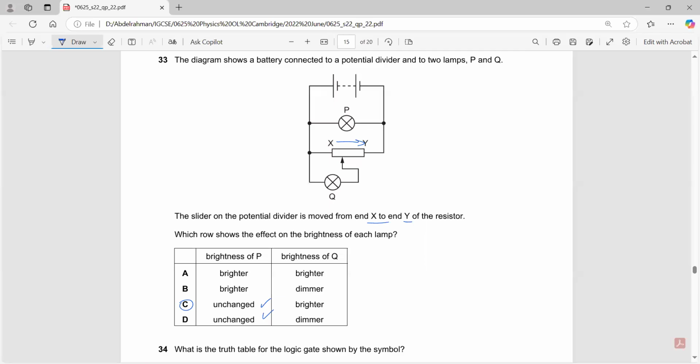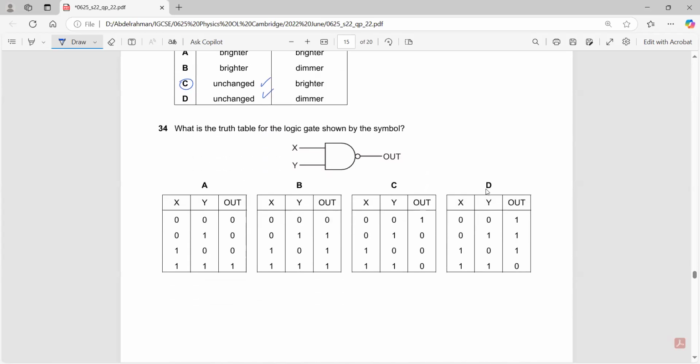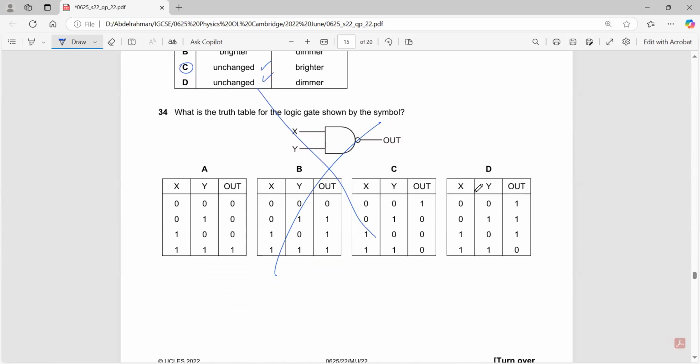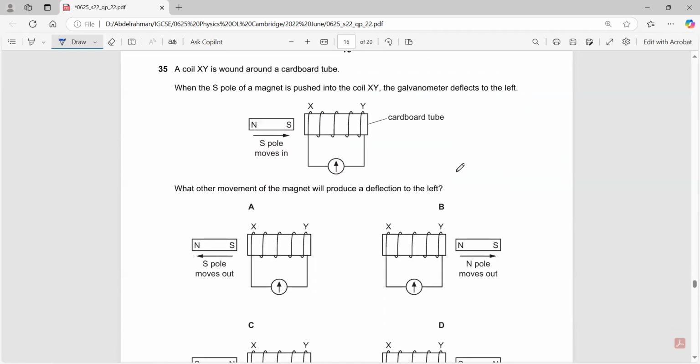They are all directly proportional as it moves in this direction, as they're moving away from this junction. As the pointer is moving away from the junction, the length increases, the voltage increases, the resistance increases, and therefore the brightness also increases. So it is C. Question 34 has definitely been removed from the syllabus. Yeah, question 35.